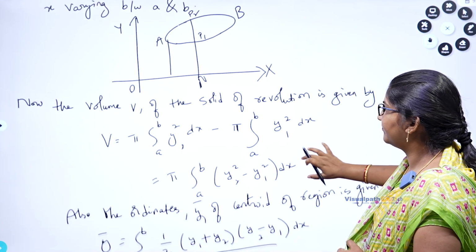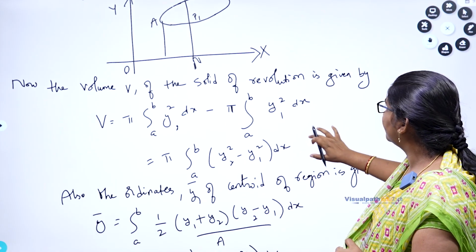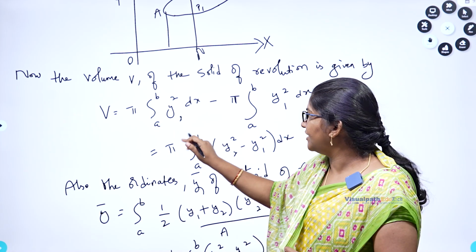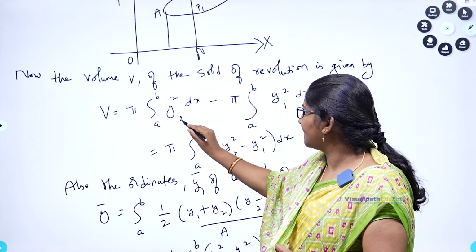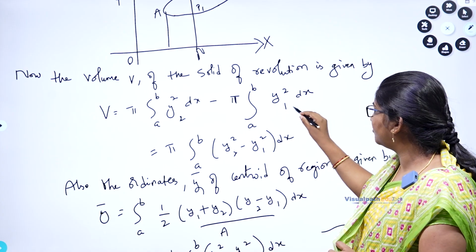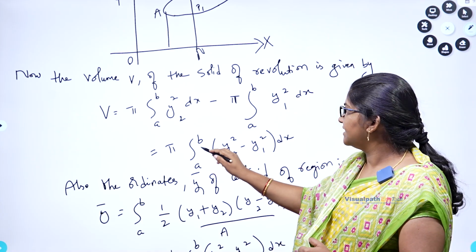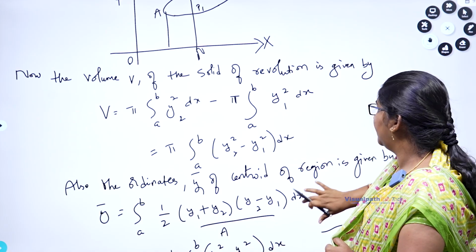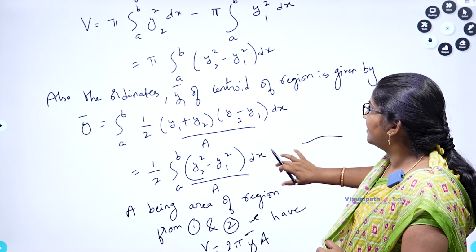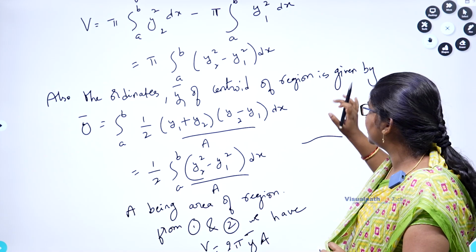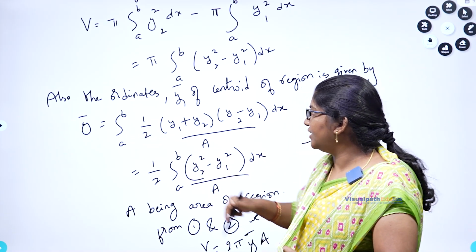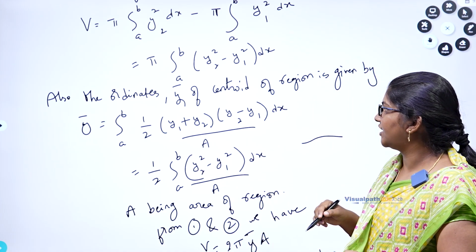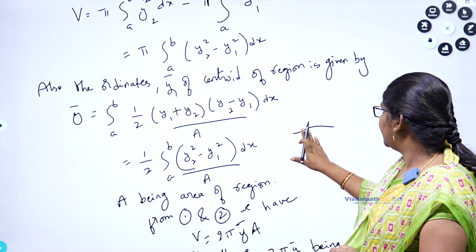Now the volume V of the solid of revolution is given by pi integral a to b y2 square dx minus pi integral a to b y1 square dx. That is, taking pi integral a to b common, y2 square minus y1 square dx. Also the ordinate y bar of the centroid of the region is given by y bar equal to integral a to b, this is the formula for the centroid of the region, 1 by 2 (y1 plus y2) into (y2 minus y1) dx.